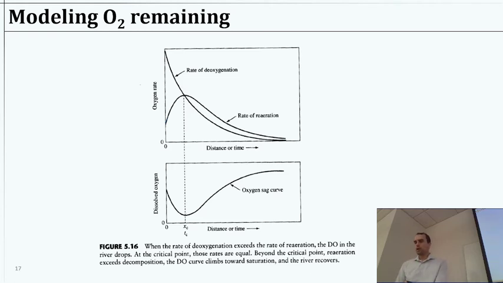Okay, and we call this the critical point, so the XC here, or the critical time. That's going to be the critical one, because that's going to be the moment where it matters the most whether or not the fish are going to survive, right? Or whatever other metric you have regarding your oxygen content.